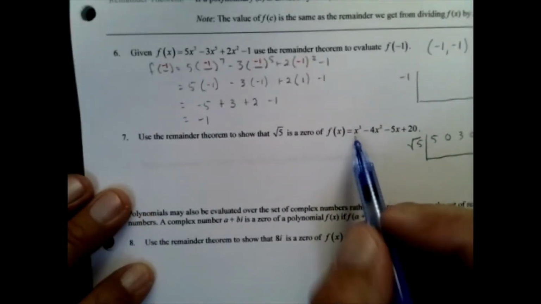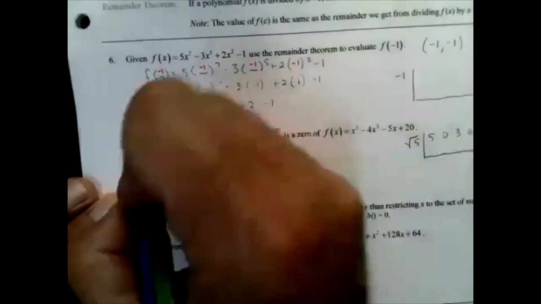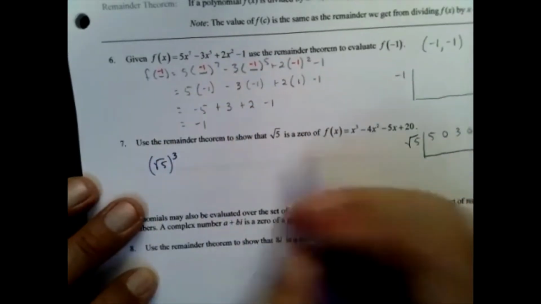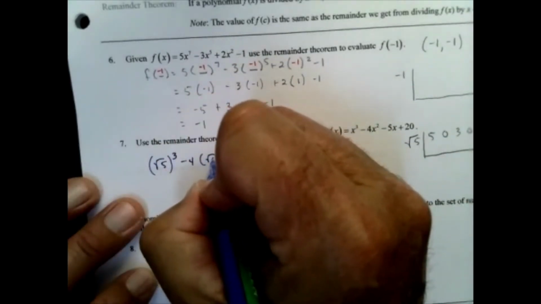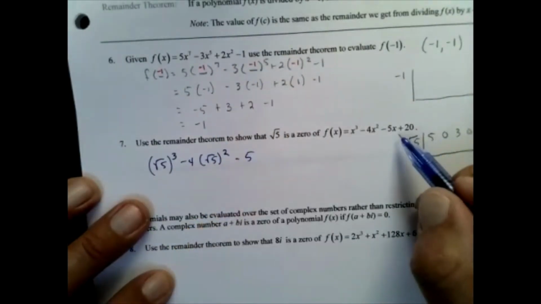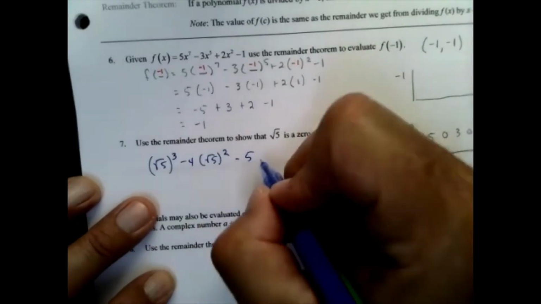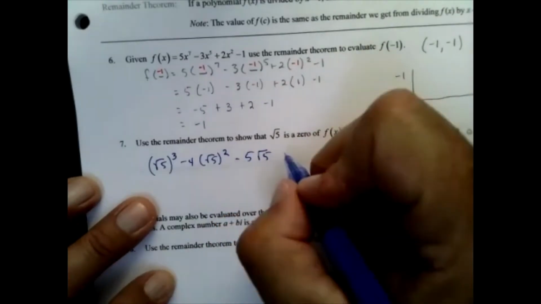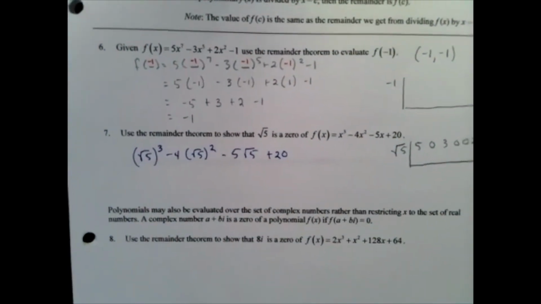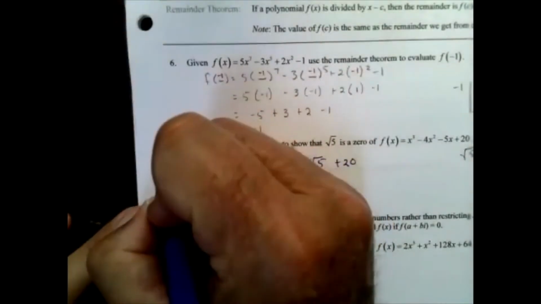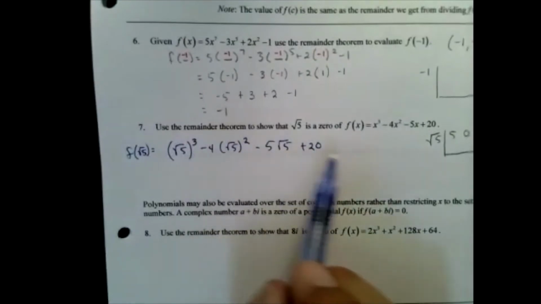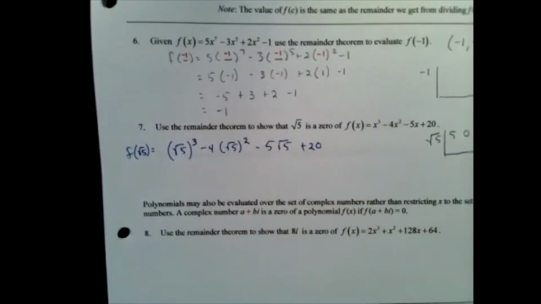So in place of the x, I'm putting square root of 5 cubed minus 4 times the square root of 5 squared minus 5 times the square root of 5 plus 20. They're telling me that's a 0. So when I said, what is f of the square root of 5? They're saying this puppy needs to end up evaluating as 0.